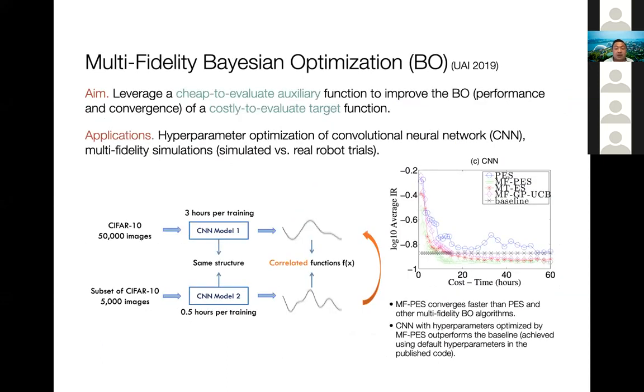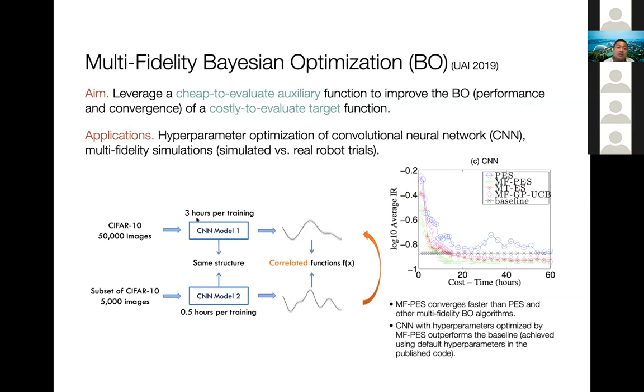Now, the very first variant, which we have in UAI 2019, is what we call multi-fidelity Bayesian optimization. Maybe I describe the setup to you. First, imagine that you want to train a CNN model using the CIFAR-10 data set, 50,000 images, 3 hours to train per network architecture on average. Every time you try a different hyperparameter configuration, it takes 3 hours. But if the validation accuracy is not that good, you're going to try another new set. And this is going to be very expensive if you do that over many BO iterations.